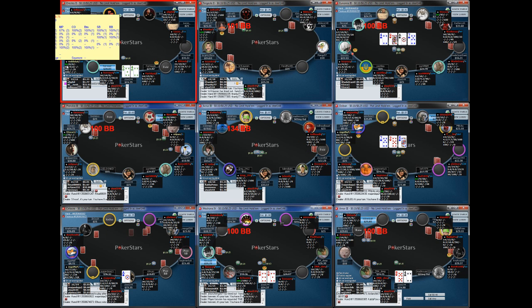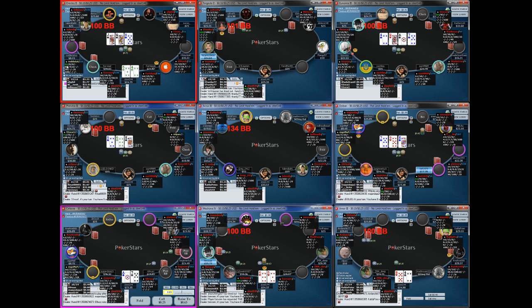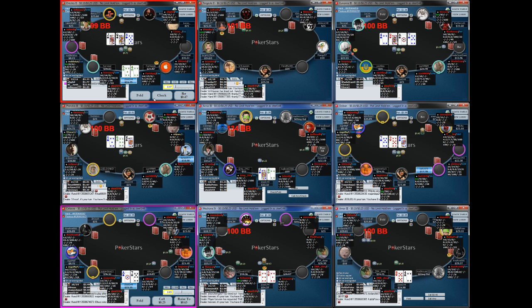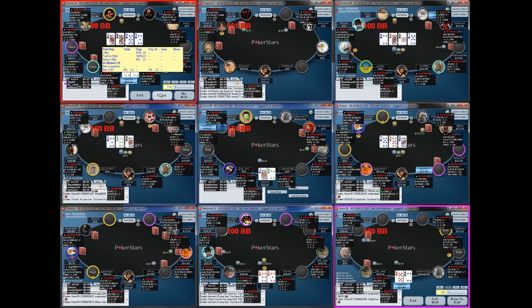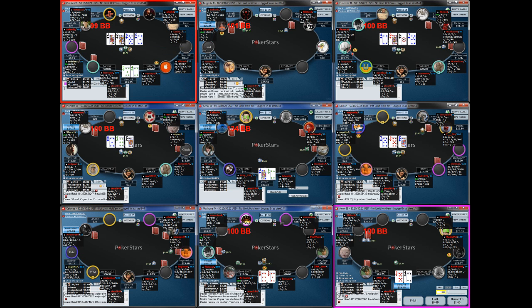Whereas here you can see this guy's a 90/0, so he's playing nine out of ten hands but not raising any of them. So he's obviously a fish, and you just want to be value betting those types of players.